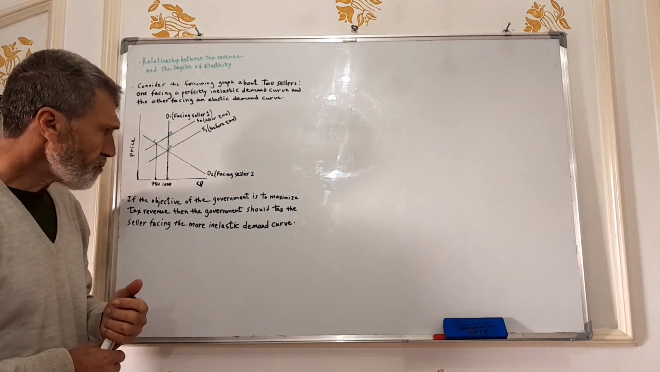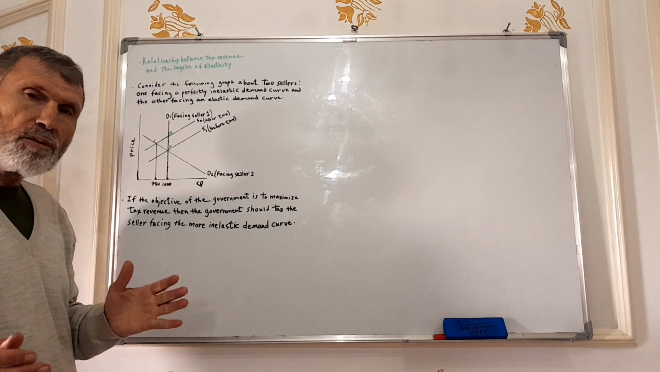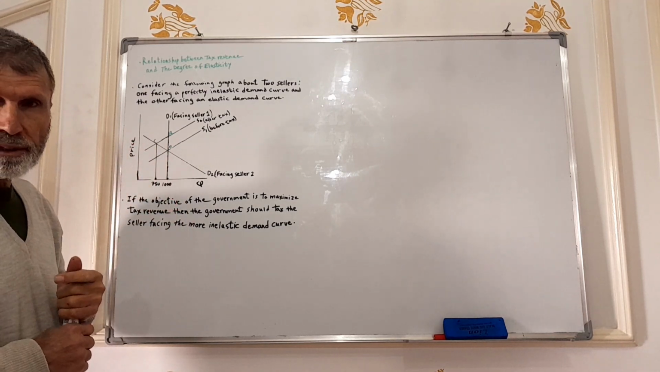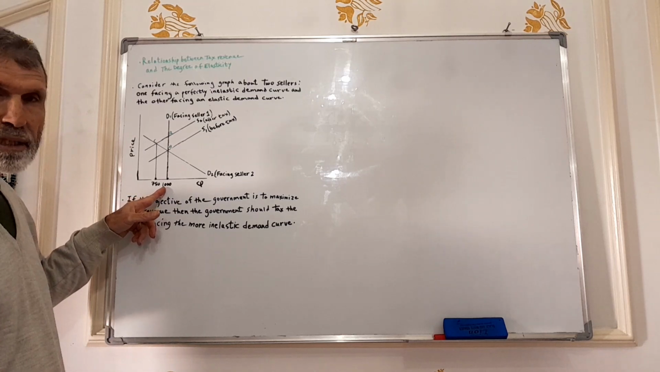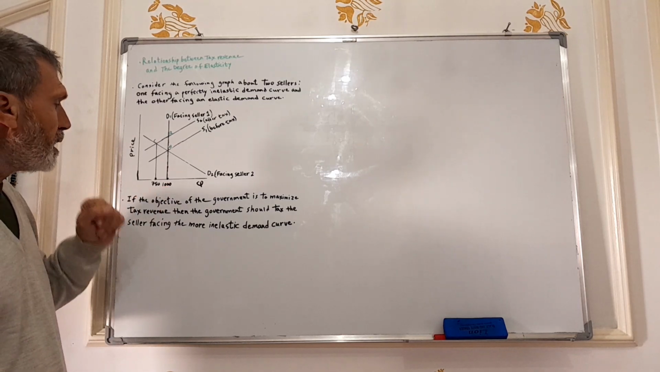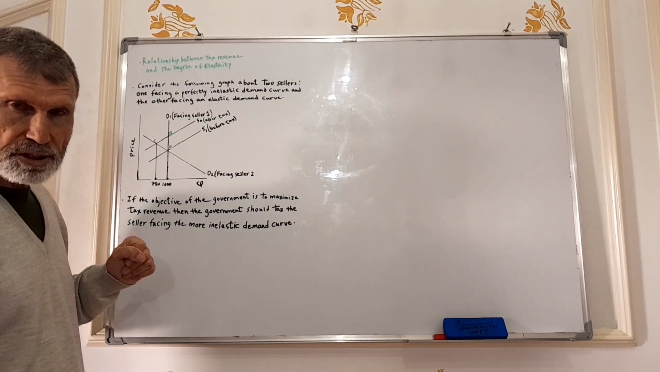Now, initially, the equilibrium is at point A for both. Each, of course, producing 1,000 units of the product in question.